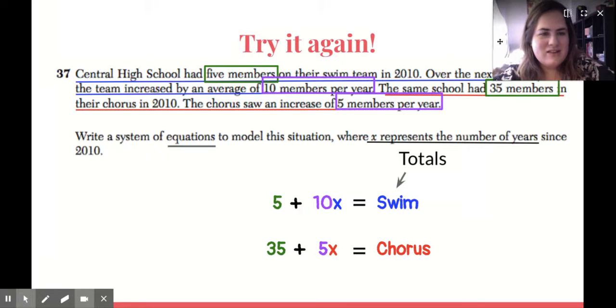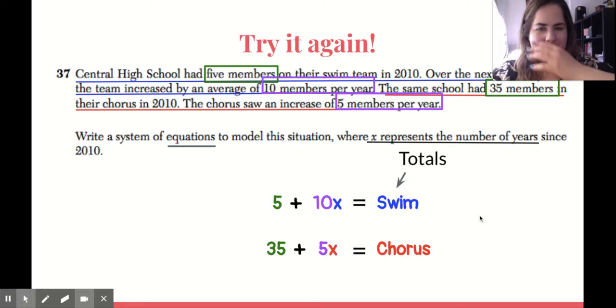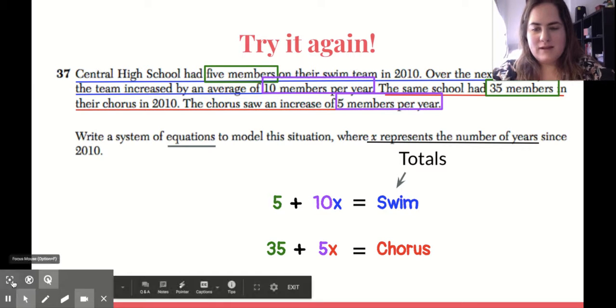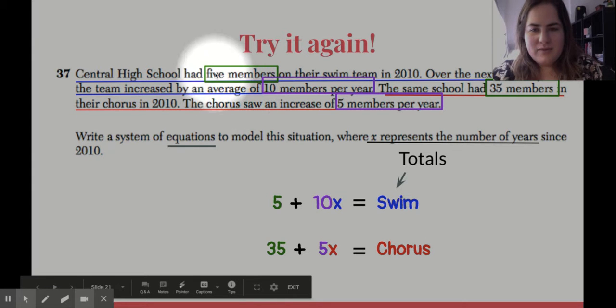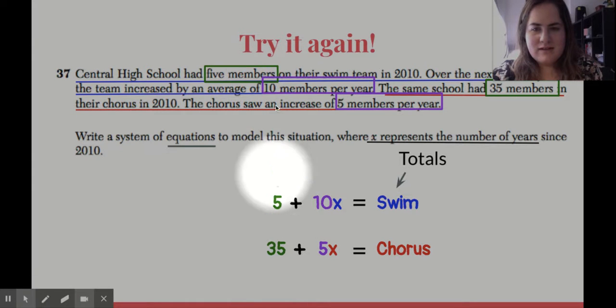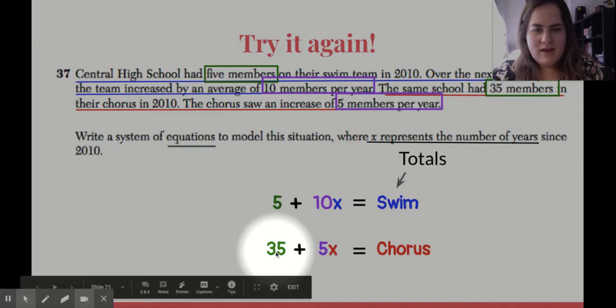Okay, let's do another one. This one I already filled out for you. If you remember, we have our Central High School. So they have a swim team. The swim team had 5 members and then increased by an average of 10 members per year. So that's your 10x. Chorus had 35 members and they increased by 5 members per year.